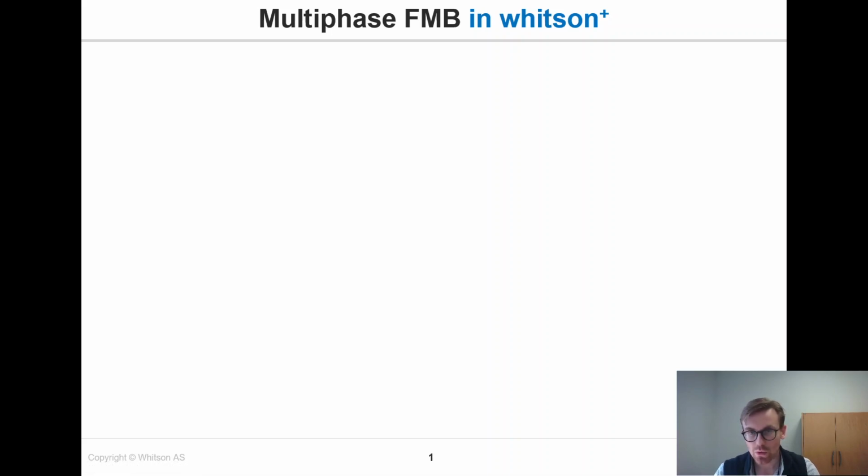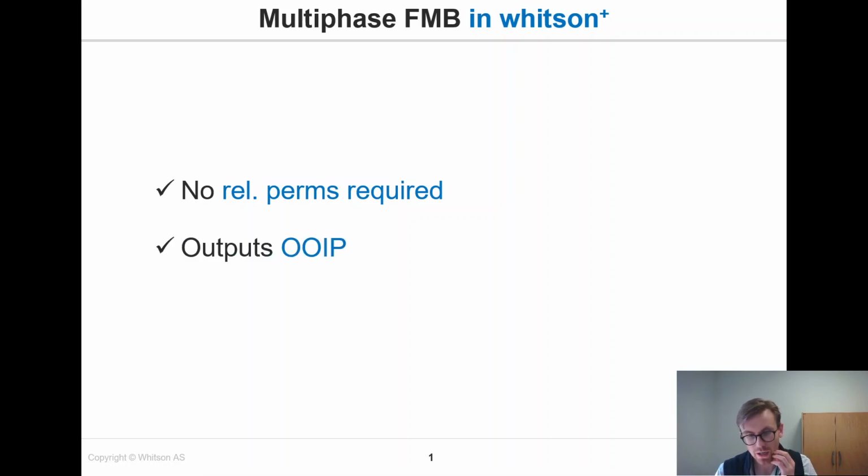In the last few episodes, we've talked about multiphase flow material balance in Whitson Plus. And in a nutshell, it's fairly straightforward. It's a method that doesn't require relative permeability, so it only requires PVT and production data. It outputs the pore volume, or when you mix that with PVT data, you can output your OIP that you can use to guide other types of analysis, such as numerical RTA.